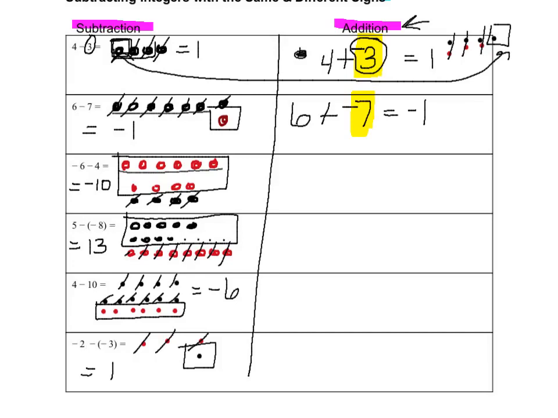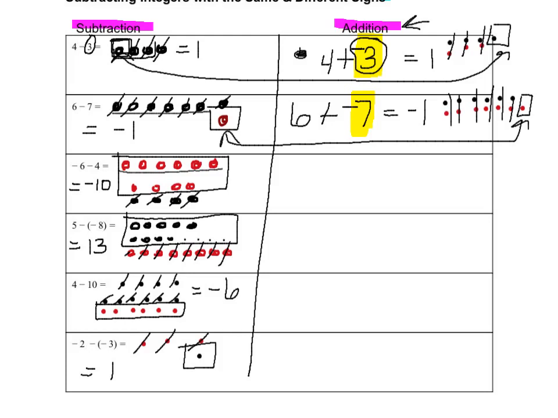Once again, you could model that with chips. You have your 6 black. I need to add to it 7 red. And by the time you cross off your pairs that cancel each other out, you notice that it's 1 red chip left over. Oh, and look, both examples have 1 red chip left over.